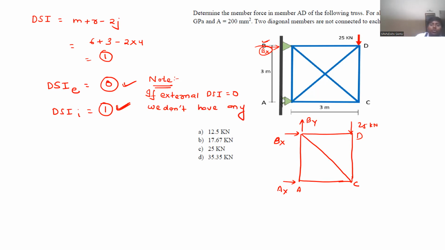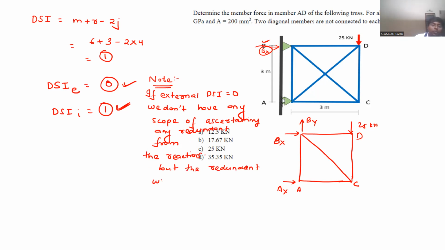If external DSI is 0, we don't have any scope of ascertaining any redundant from the reactions, that is external reactions. But the redundant will be taken as a member force from the truss members.